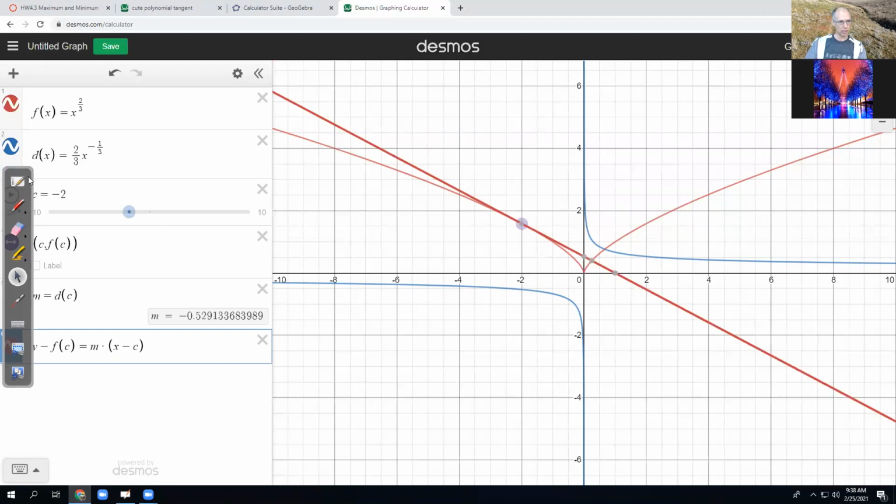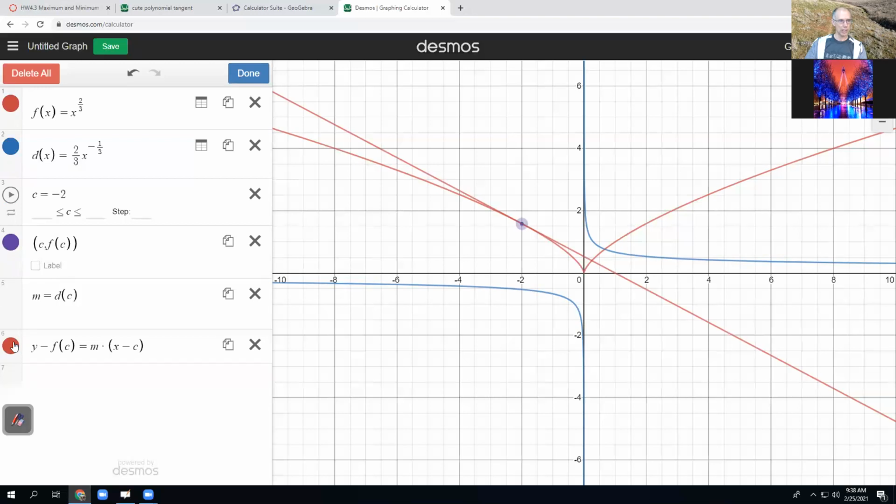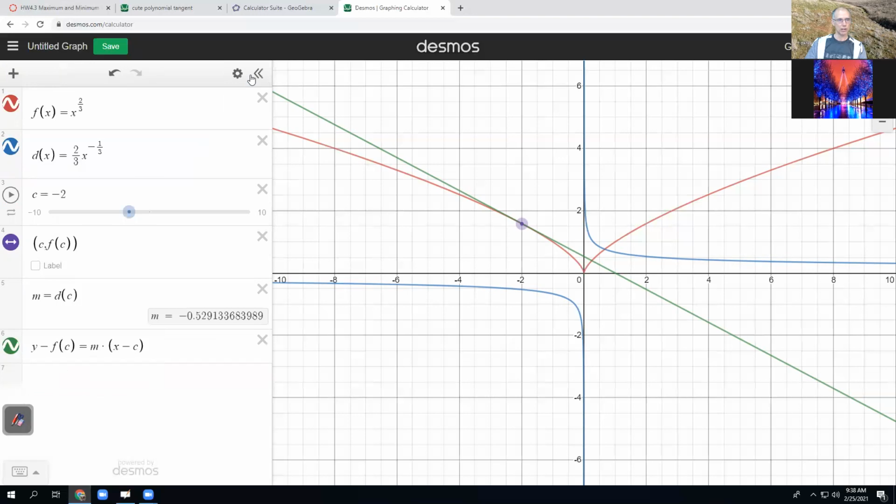And I wish I picked a different color. I think I can switch colors here. Desmos lets you switch colors. Here, there we go. Let's make that green. All right, and then I can grab that and move it.